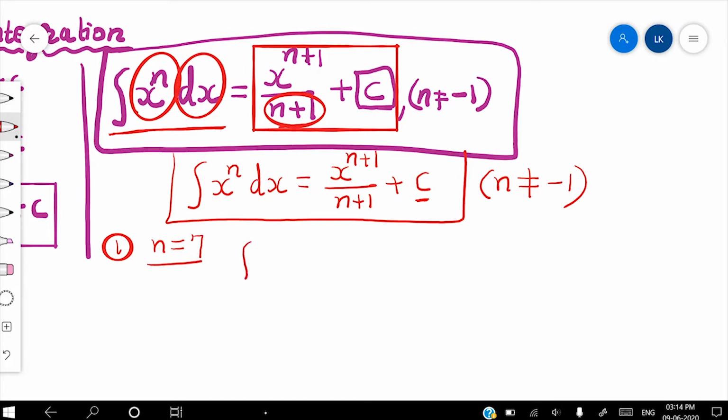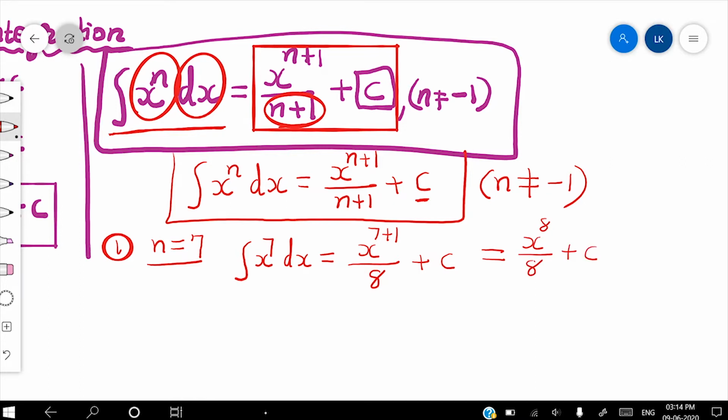If I am taking n equal to 7. Okay. Then the integral of x raised to 7 dx equal to, according to our formula, x raised to 7 plus 1 upon 7 plus 1, that means 8, plus c. Simplify. Finally, you have the answer x raised to 8 upon 8 plus c.